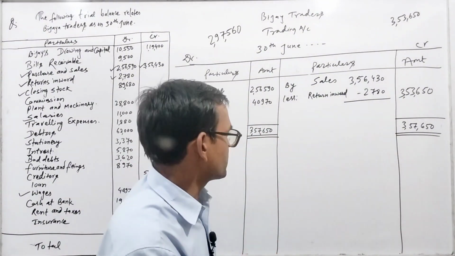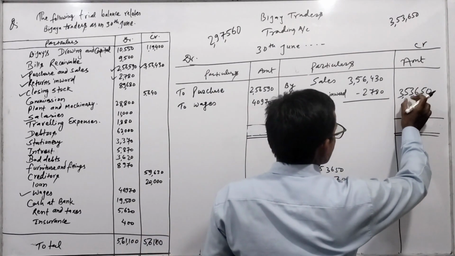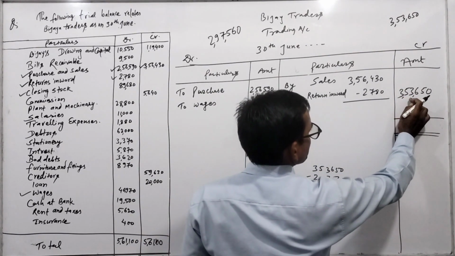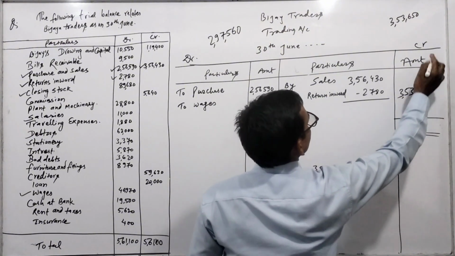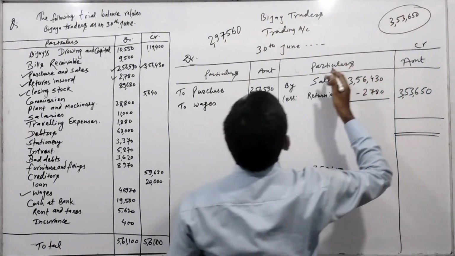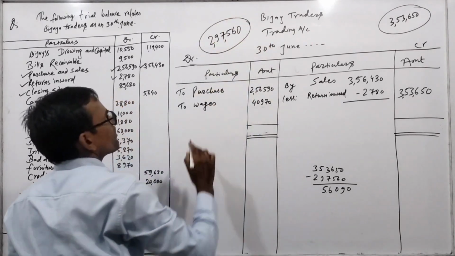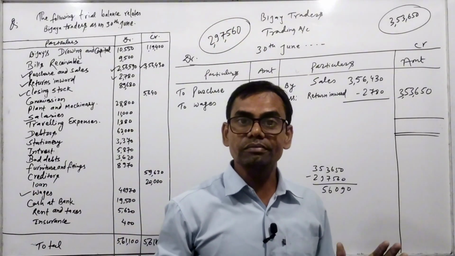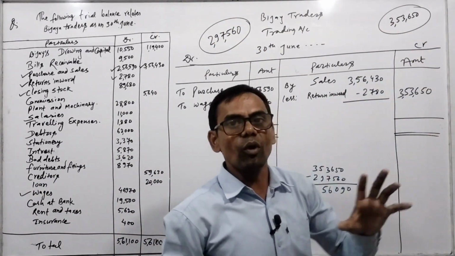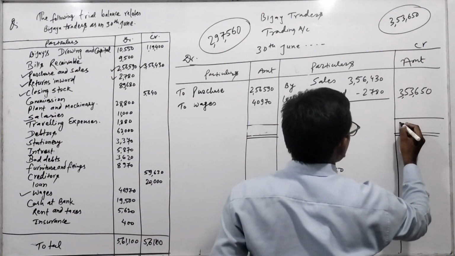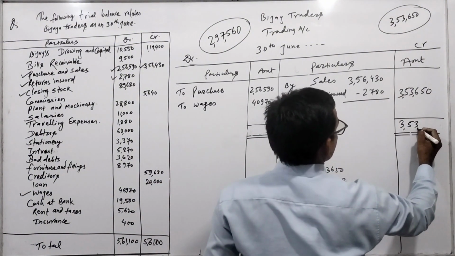Similarly, you have to close it. This total amount of credit side, that is 3,53,650, and total of debit side, that is 2,97,560. Which one is more? Credit side is more. It is heavy. So the heavy amount you have to write here in both sides.